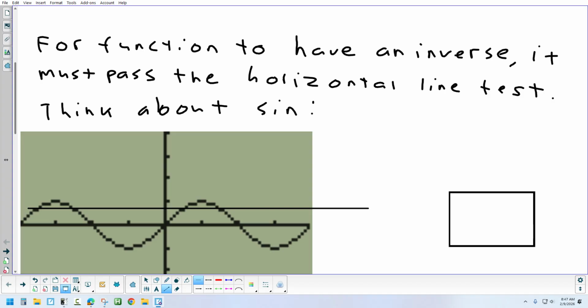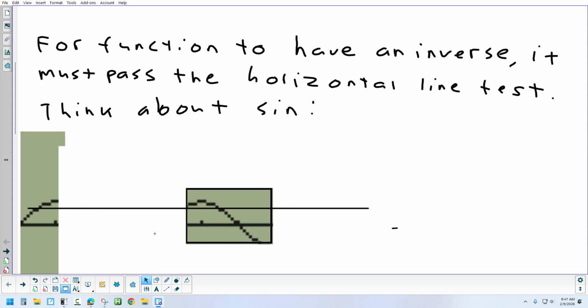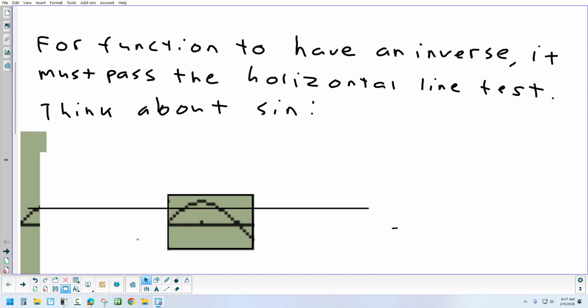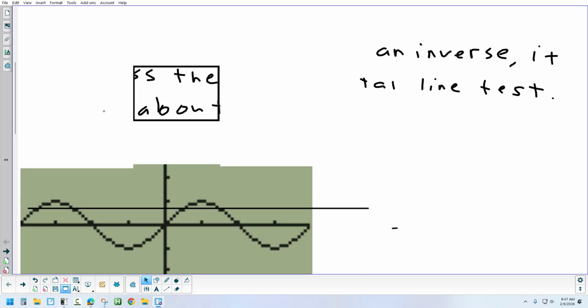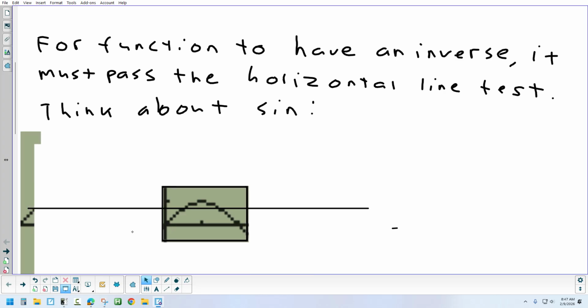So, does the entire graph of sine have an inverse? No. But does part of the graph have an inverse? Yes. All we have to do is position this so that we look at a section that passes the horizontal line test. And then we'll say that that section has an inverse. Not the whole thing, but just a part of it. Let's look at that section.